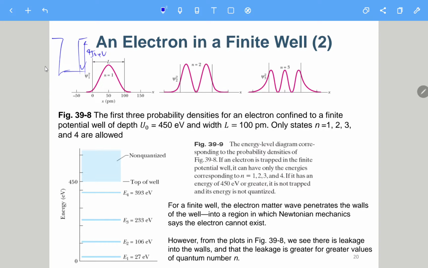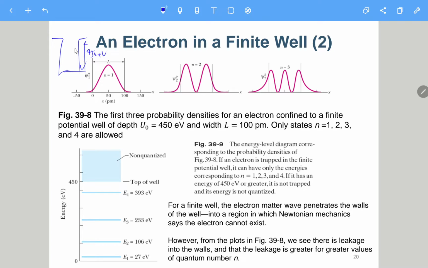Okay, so under 450 eV, we have quantization. We have E1, E2, E3, E4. They are quantized. There is no continuous energy inside this well, which means if the particle doesn't have enough energy, it is still trapped in the well, and its energy is quantized. It has E1, E2, E3, E4 in this case. Of course, if you change the number, the value will be different.